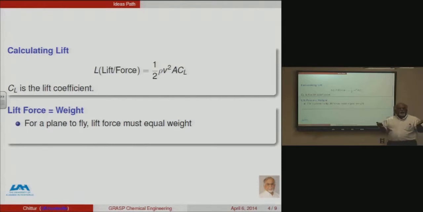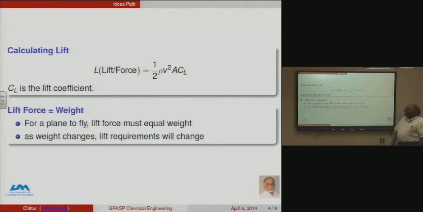So for a plane to fly, for anything to fly in gravity, the lift has to equal the weight. I mean, it has to be like that, right? So for a plane to fly, the lift force that is generated must equal the weight of the plane. Simple enough, right? So now we can certainly imagine when a plane takes off, it's going to have a lot more fuel and so forth. So over time, the weight of the plane is going to be going down. So you would imagine, therefore, that as the weight changes, the lift requirements will change.